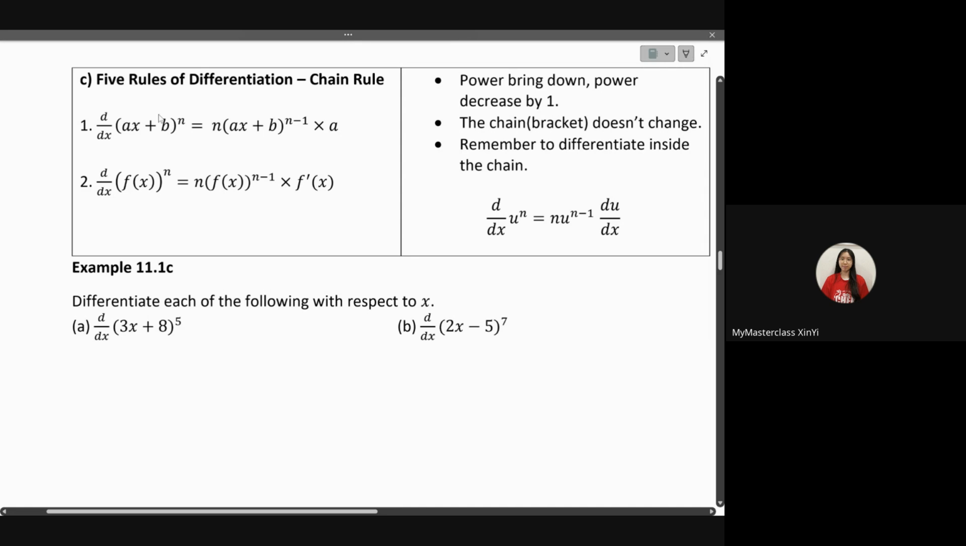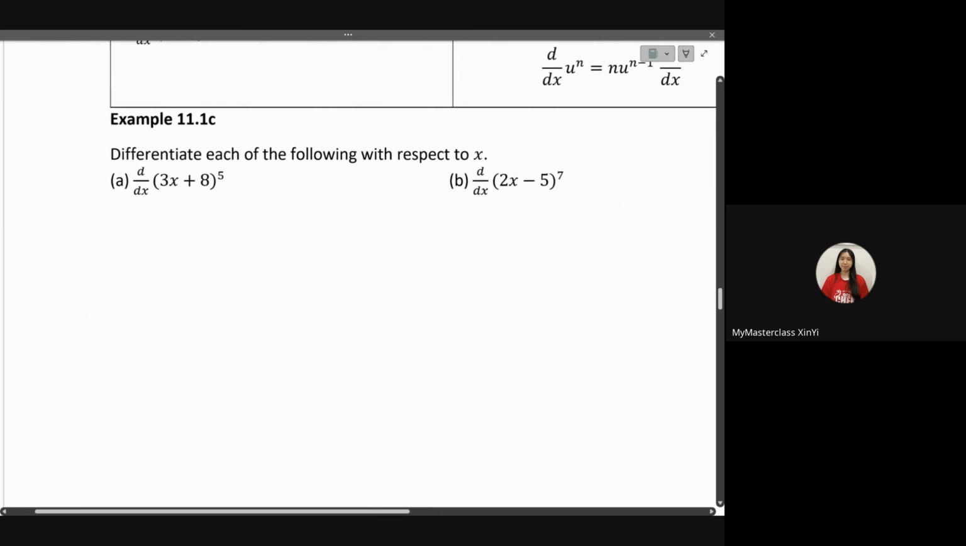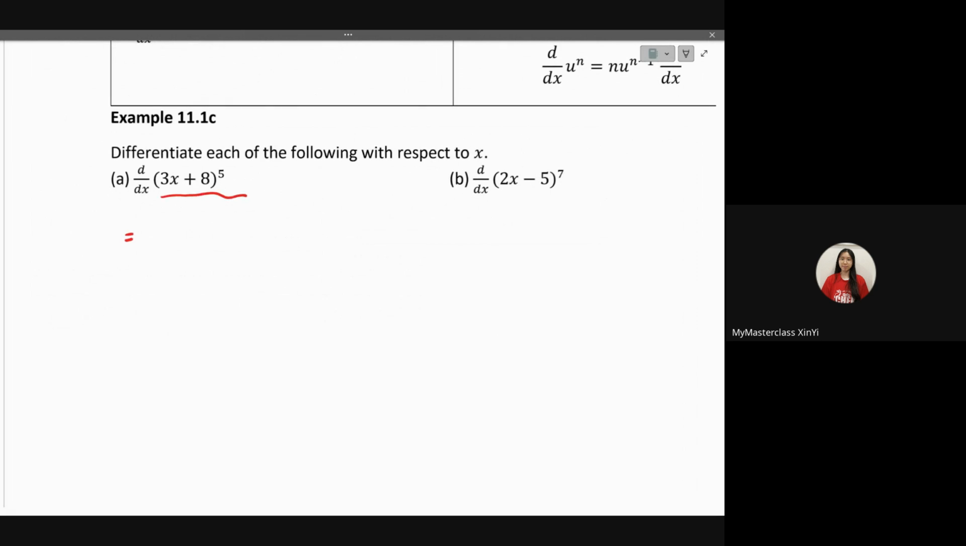Okay, so now let's do a few examples to get familiarized with this. So here, instead of expanding out into singular terms, which will waste a lot of your time, use chain rule to do this. So I bring down the power first, reduce the power by 1, and then I multiply by the differential of the inside. When you differentiate 3x plus 8, you will just get 3, because when you differentiate 3x is 3. You differentiate 8 is 0. So you multiply by 3.